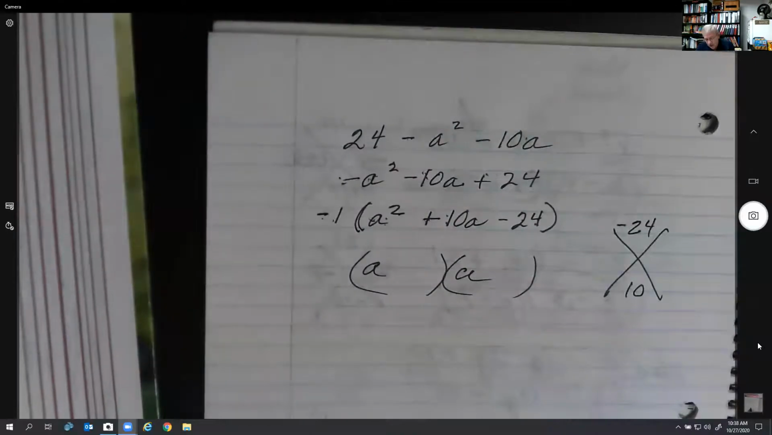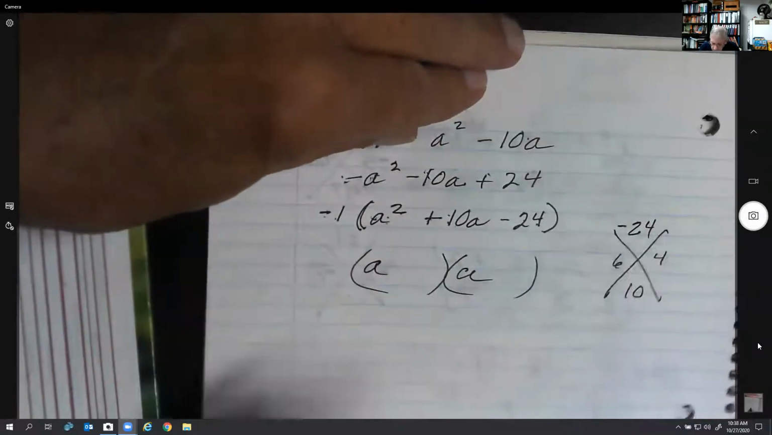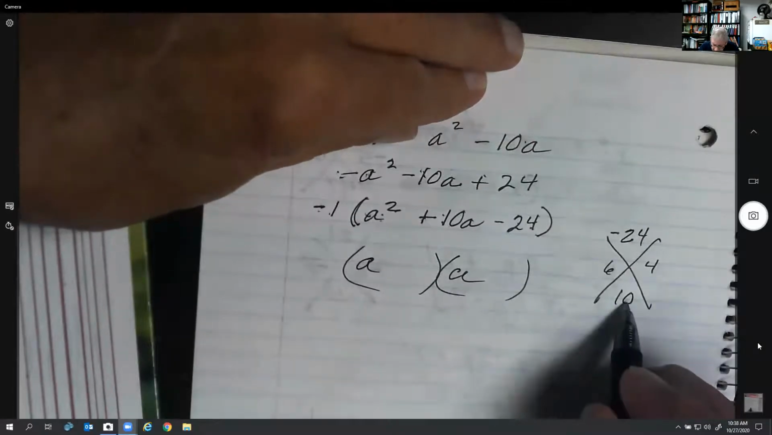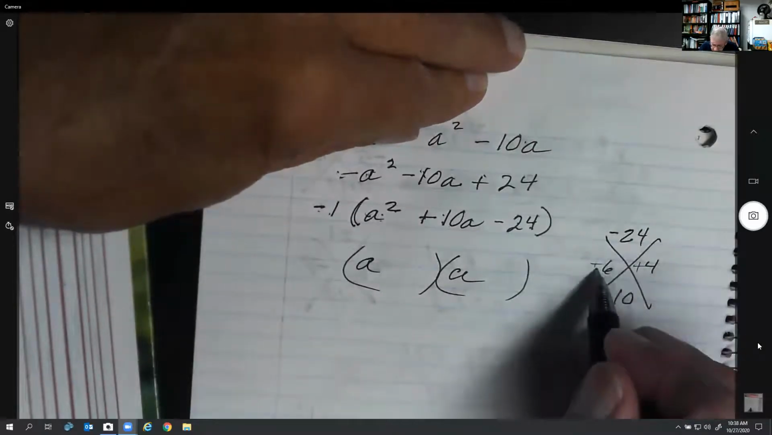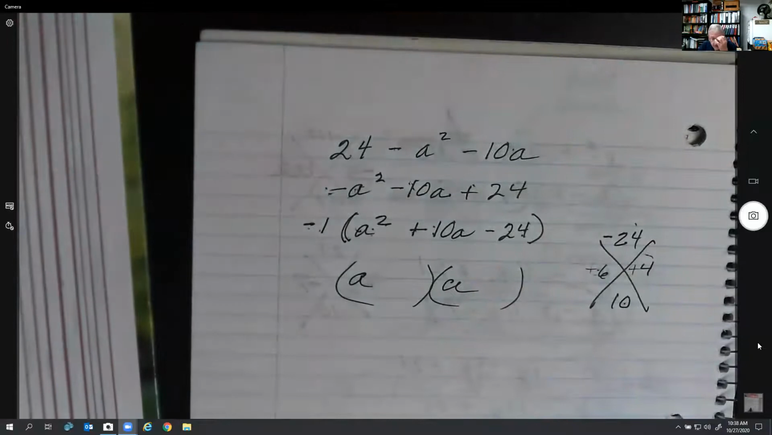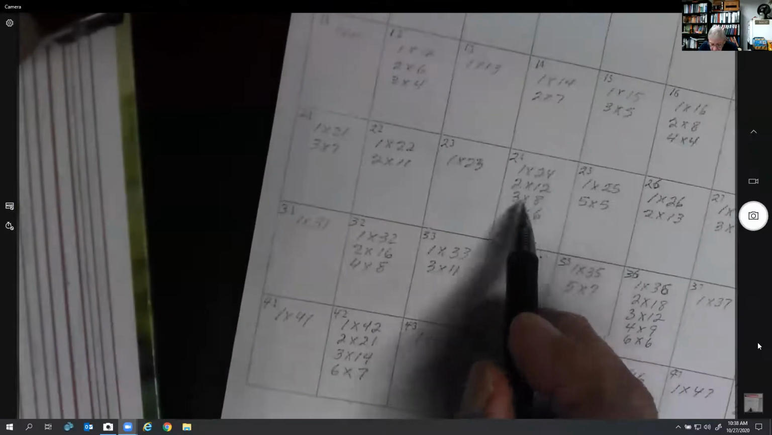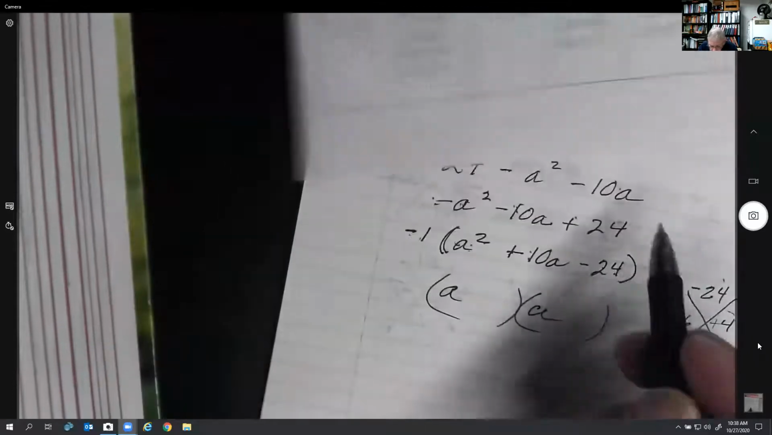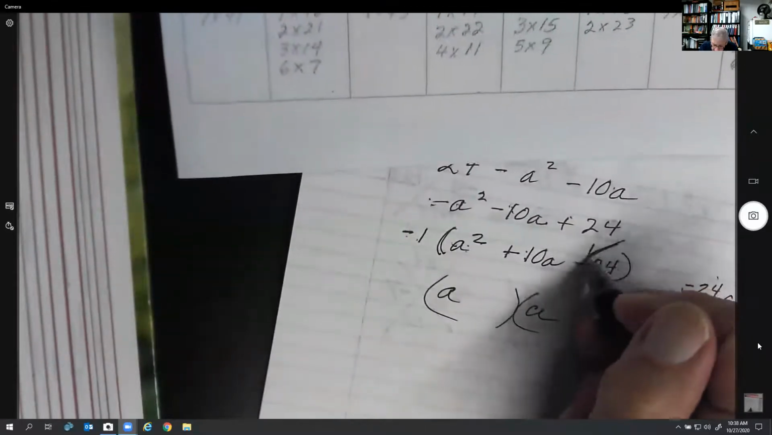Okay, so when you say 24, you're kind of thinking to yourself 6 times 4. Okay, would that work? I need a positive 10, but then these would both be positive, but that would give me a -24. You see, so I need a -24. So I'm going to go back to my cheat sheet. I'm going to look up 24 here. And I see there's other combinations. There could be 4 and 6. There could be 3 and 8. But remember, I'm going to be subtracting here.